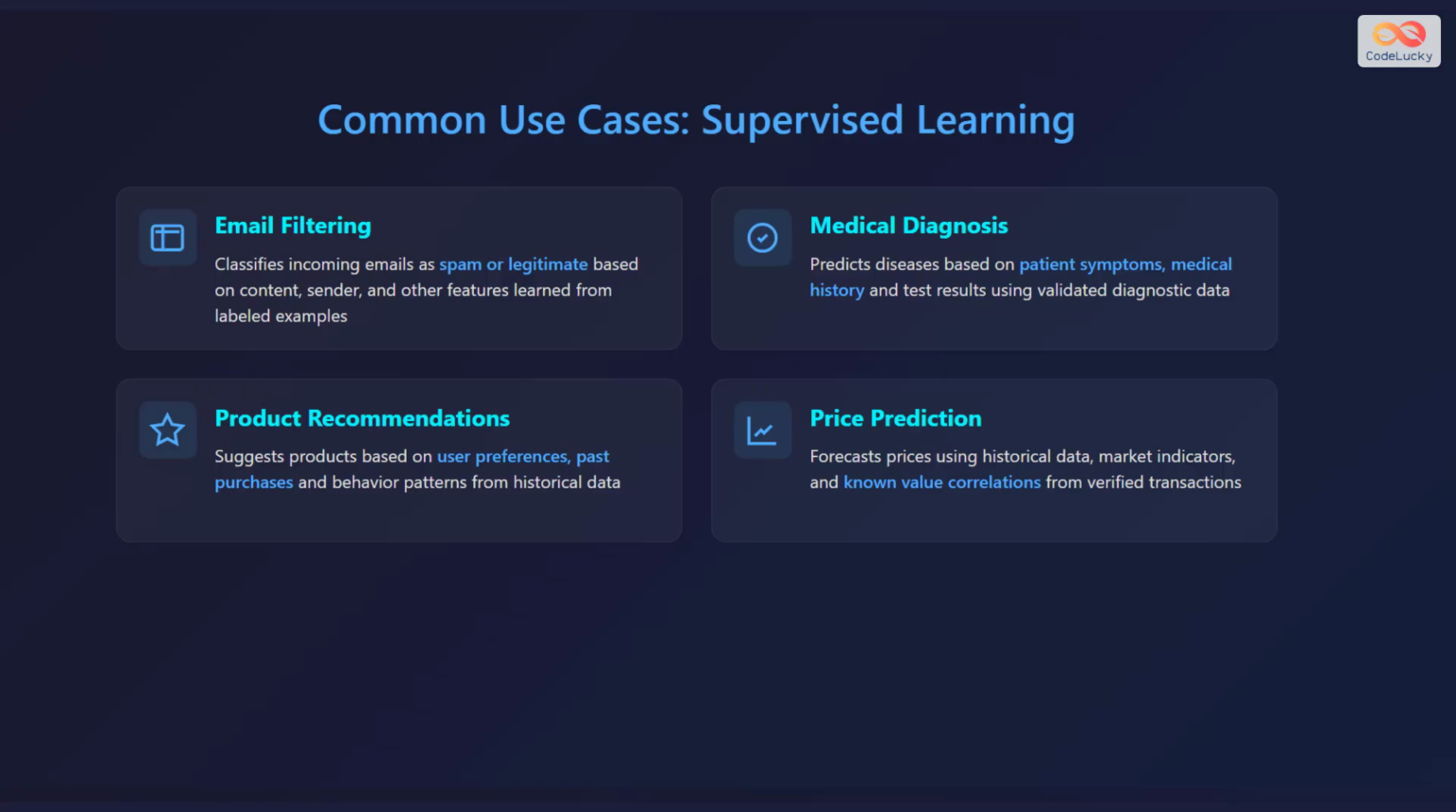Supervised learning predicts diseases based on patient symptoms, medical history, and test results using validated diagnostic data. Third, product recommendations. Supervised learning suggests products based on user preferences, past purchases, and behavior patterns from historical data. And fourth, price prediction. Supervised learning forecasts prices using historical data, market indicators, and known value correlations from verified transactions.